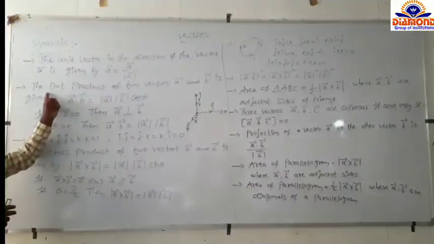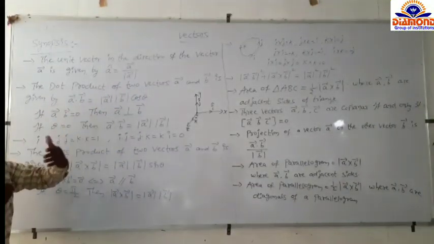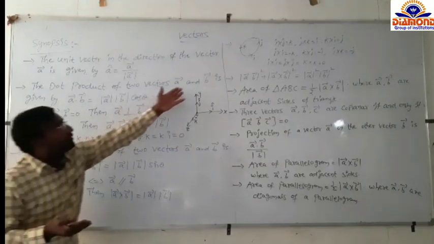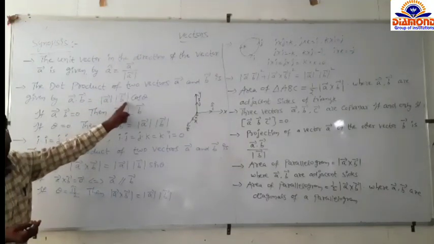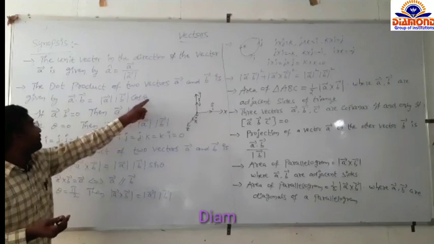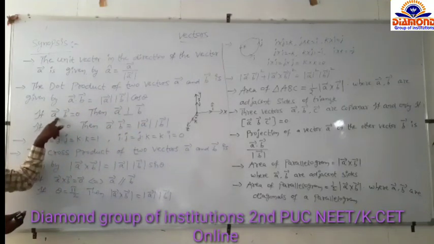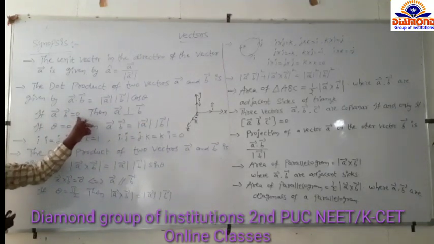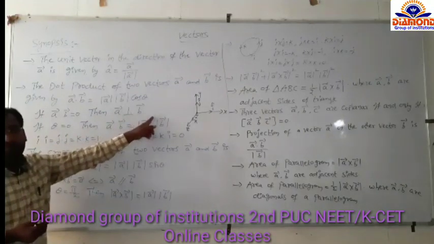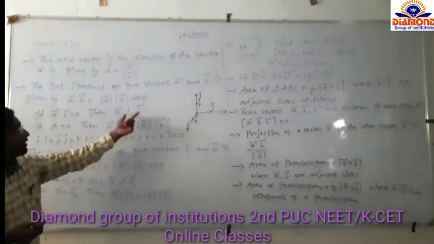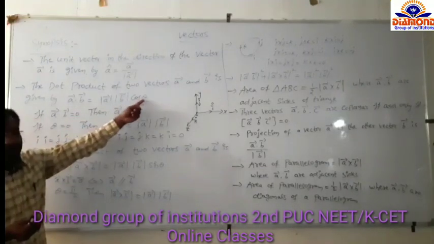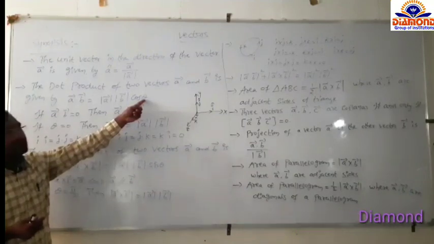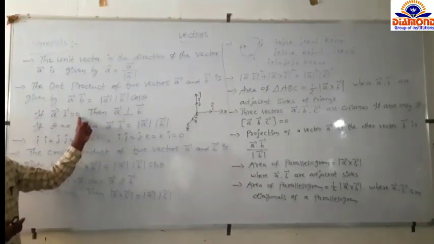Next, dot product. The dot product of any two vectors a bar and b bar is given by a dot b equal to mod a into mod b into cos theta. If a dot b equal to 0, at that time you say that a is perpendicular to b bar. That means in this case theta is 90 degrees. Cos 90 is 0. That's why you get a dot b equal to 0.